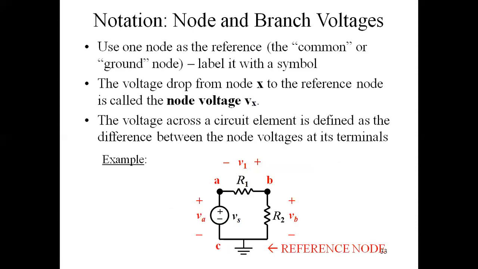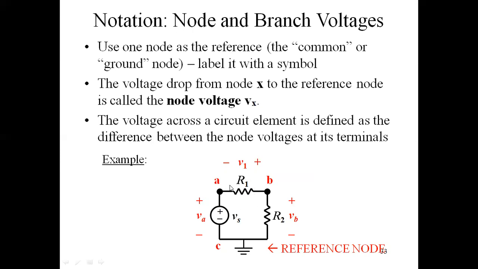Use one node as a reference, the common or ground node, and label it with a negative symbol. The voltage drop from node X to the reference node is called the node voltage Vx. So the voltage across a circuit element is defined as the difference between the node voltages at its terminals.